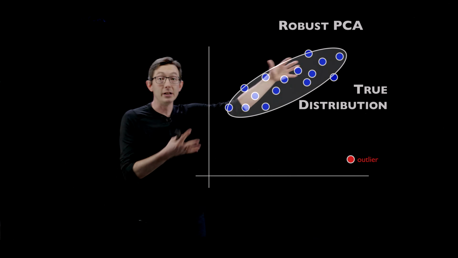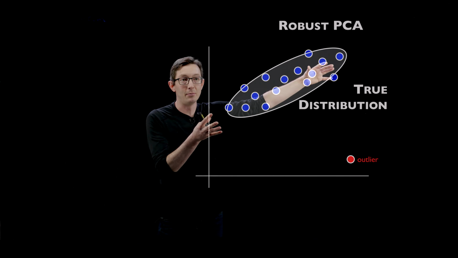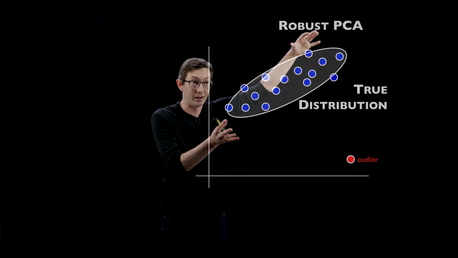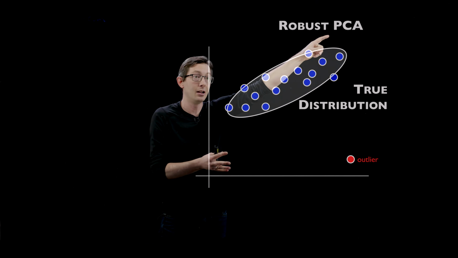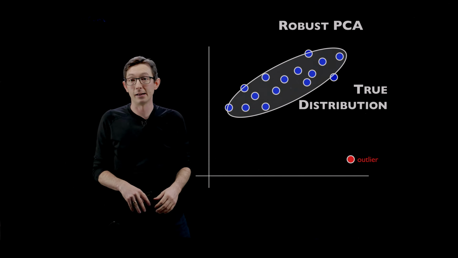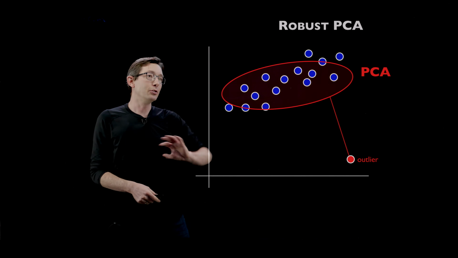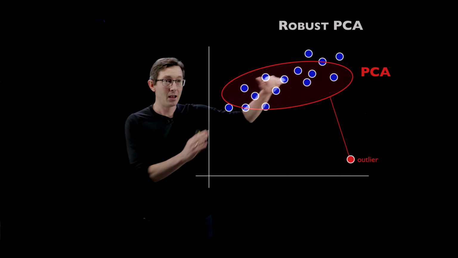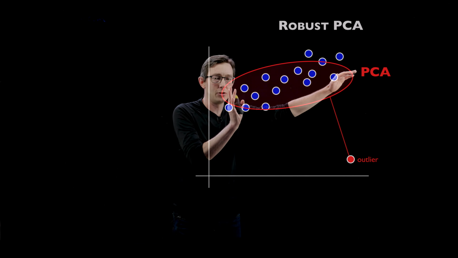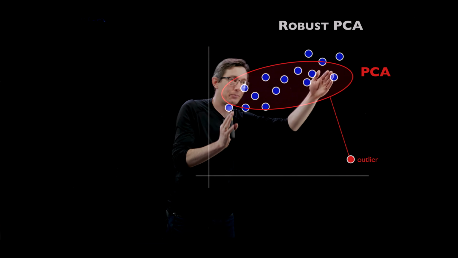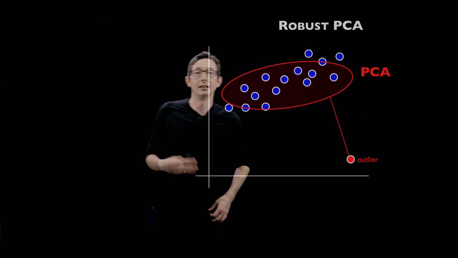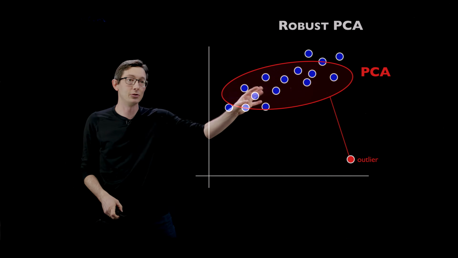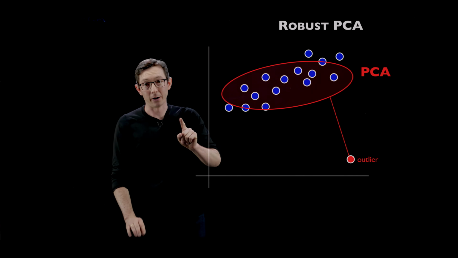There is some true distribution that you're assuming can be well modeled by a Gaussian, by some kind of a tilted, stretched out Gaussian, which is the normal principal components analysis assumption. But when you do standard PCA, just vanilla off-the-shelf PCA, that whole distribution is going to get, again, tilted down to be closer to this outlier. It's going to tilt and stretch and distort the distribution because of that one outlier.